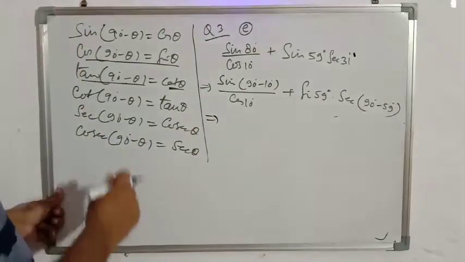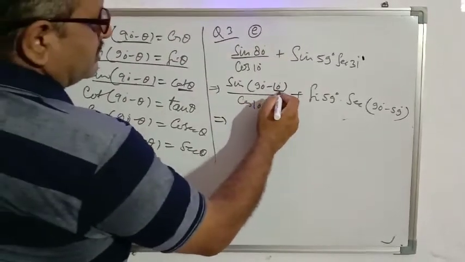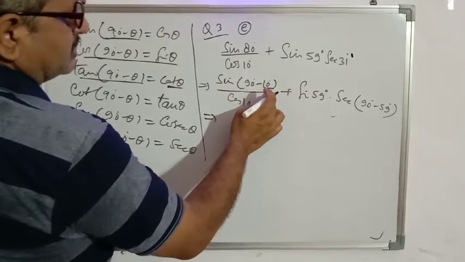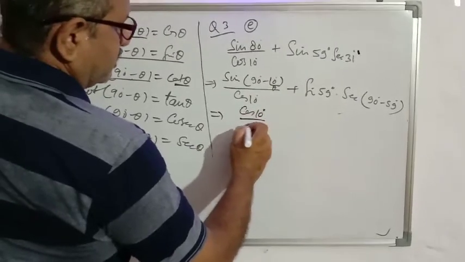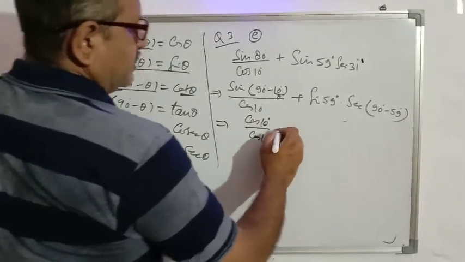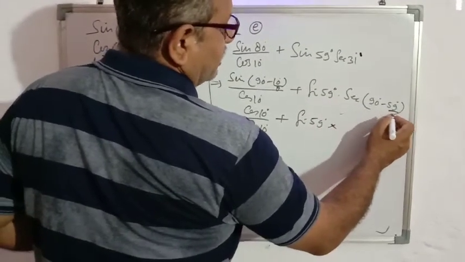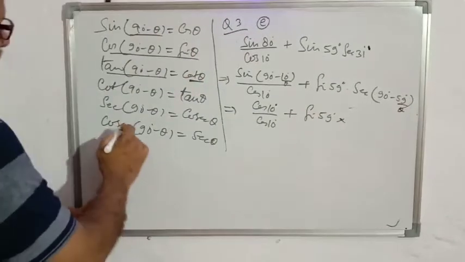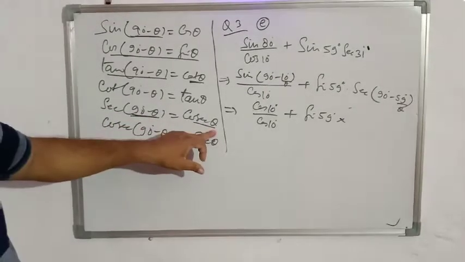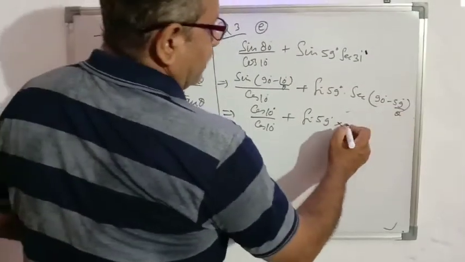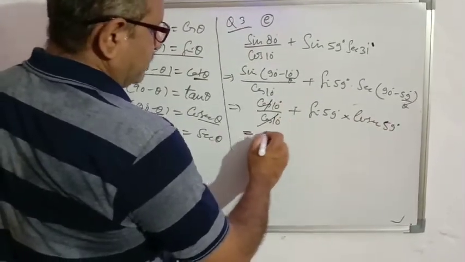Now we will use the formula. What is sin 90 minus theta? Sin 90 minus theta is cos theta. So sin 90 minus 10 will be cos 10 upon cos 10, plus sin 59 into sec 90 minus theta. Theta is 59 here. Sec 90 minus theta is cosec theta, and theta is 59, so we will write cosec 59. This one cancels, it will come 1.